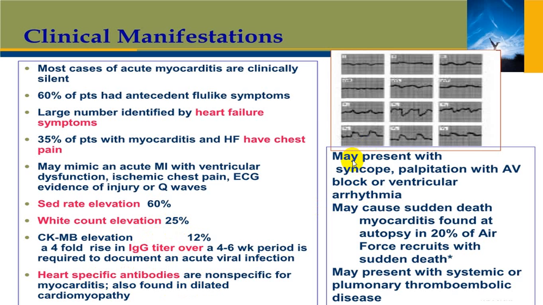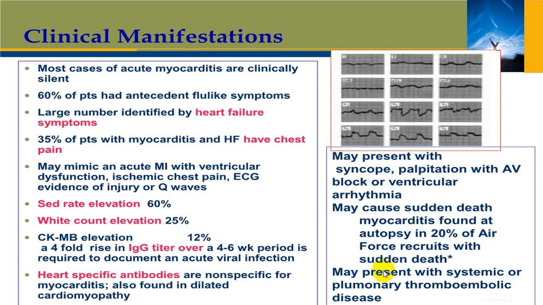Because of cardiac arrhythmia, a person can have syncope, palpitations, and on ECG you can demonstrate conduction disturbances like AV block, or the person can have ventricular premature beats, ventricular tachycardia, ventricular fibrillation, and that can end in sudden cardiac death. A good number of times it is found in almost 20% of the people.